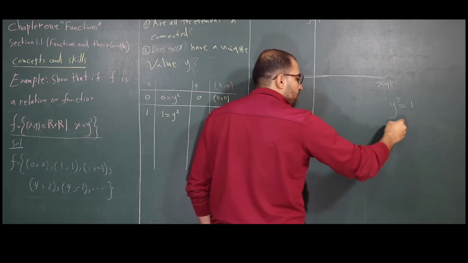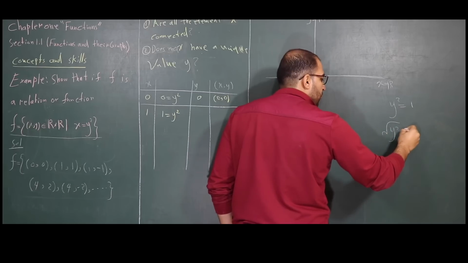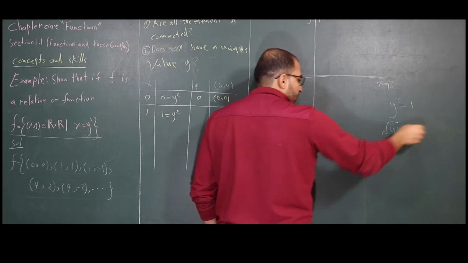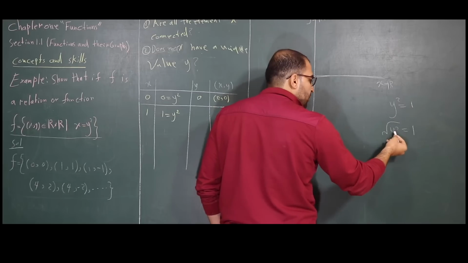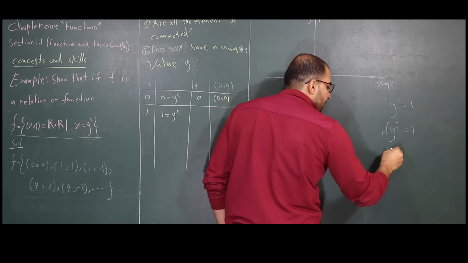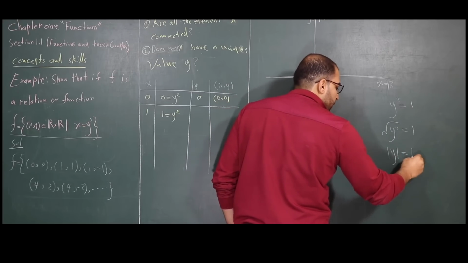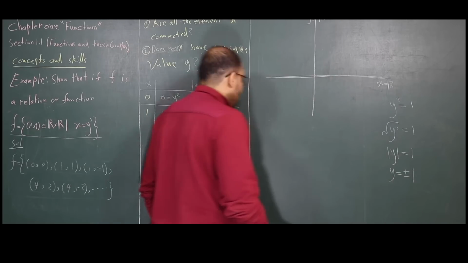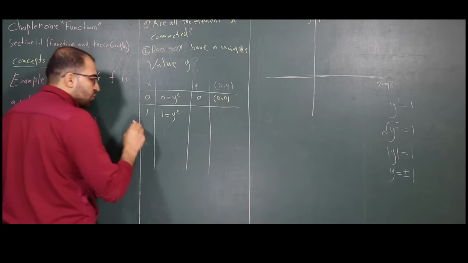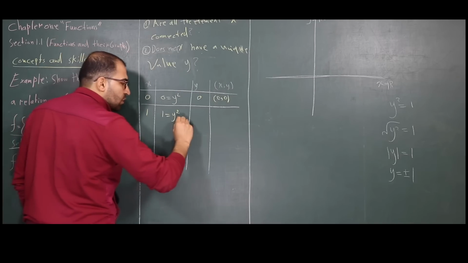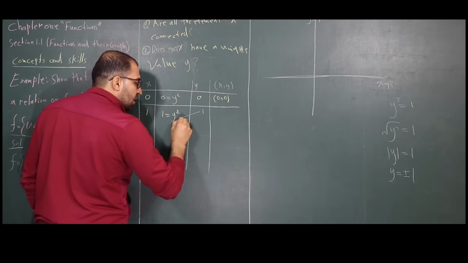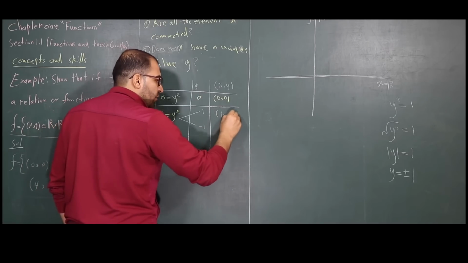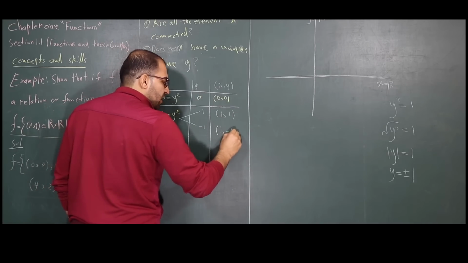I'm going to take the square root of both sides. The square root of y squared gives the absolute value of y, and the square root of 1 is 1, so y equals plus or minus 1. So I found two results: one is 1 and the other is minus 1. So I got two ordered pairs, (1, 1) and (1, minus 1).